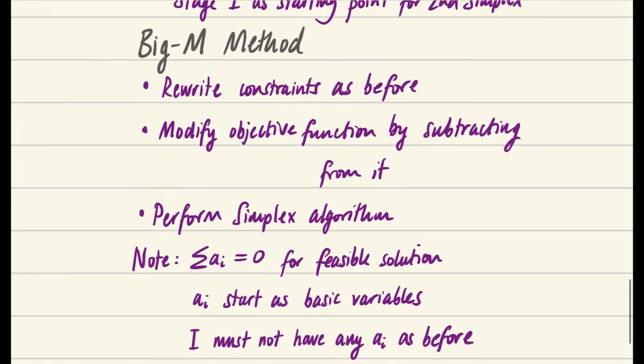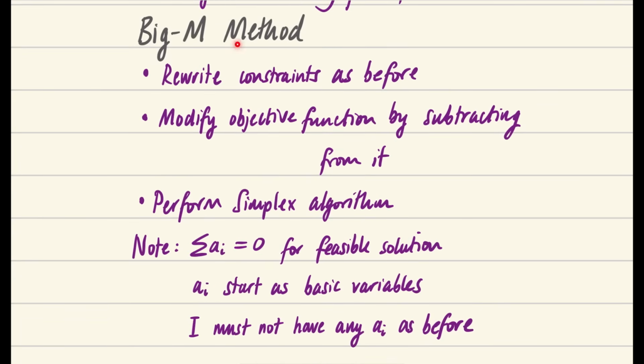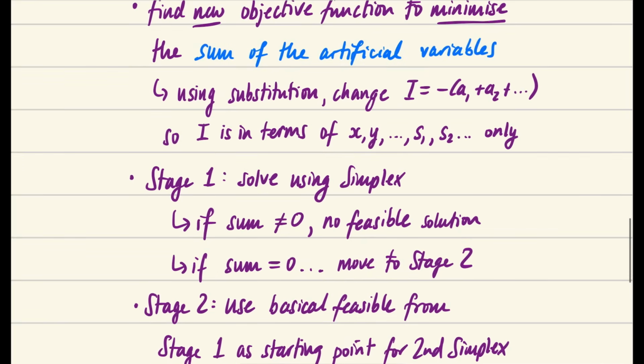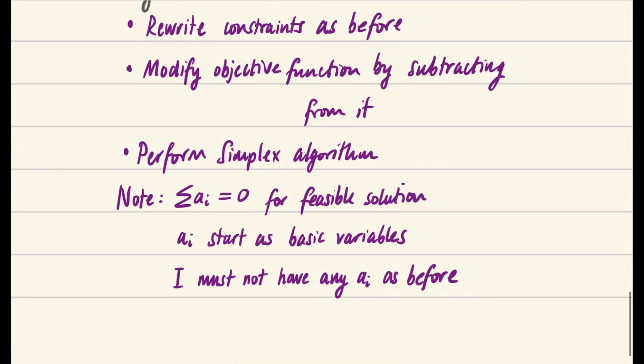And then the last part of this is the big M method. Now, as before, you need to rewrite all of your constraints with surplus and artificial and slack and all of that stuff. This time we don't do the objective function like we did here with I being equal to this. We modify our objective function by subtracting M lots of the sum of the artificial variables. You should remember, M is just representing an arbitrarily large number. So if we're subtracting that, we're trying to force these things to become 0.